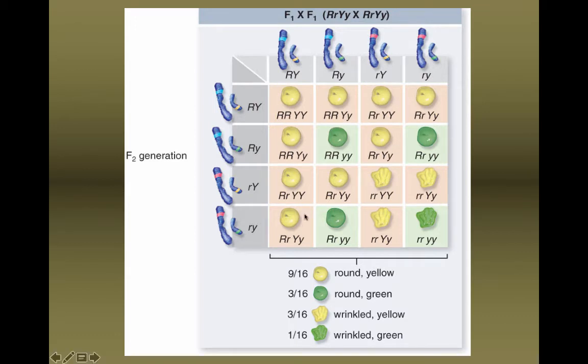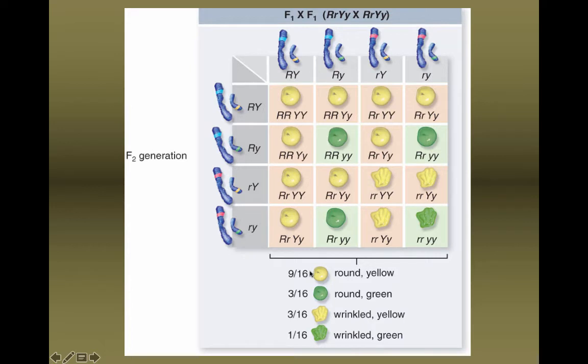So if we do that cross, where both parents are heterozygous for both traits, and we fill in all these boxes, if we add them up, we're going to find 1, 2, 3, 4, 5, 6, 7, 8, 9, 10, 11, 12 of them are going to be yellow. We're going to have 4 of them that are green, but we need to go in more depth there and look at how many of them are round and yellow. If that's the case, we have 1, 2, 3, 4, 5, 6, 7, 8, 9. So 9/16 are round and yellow.